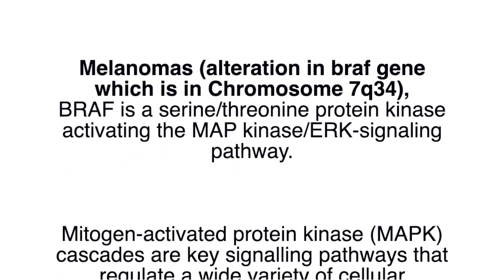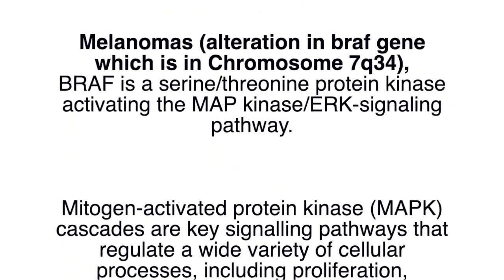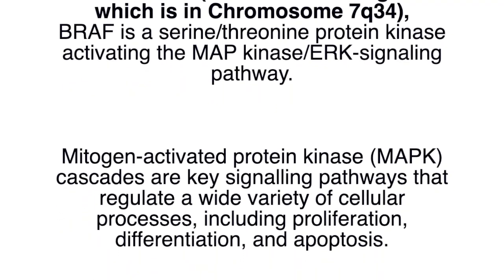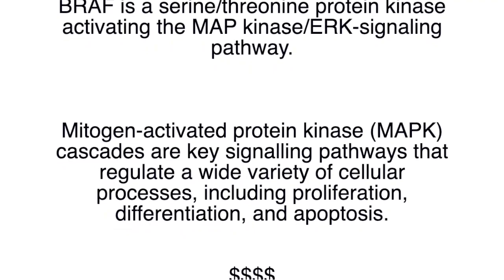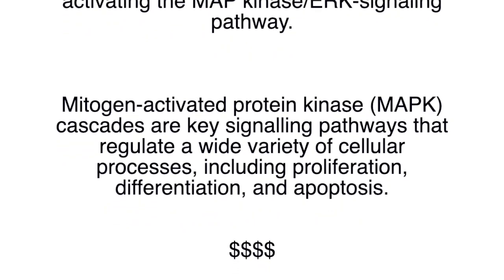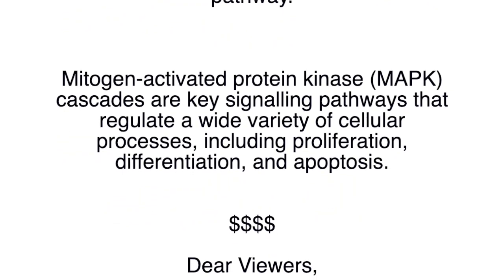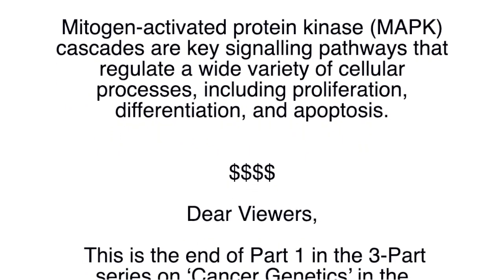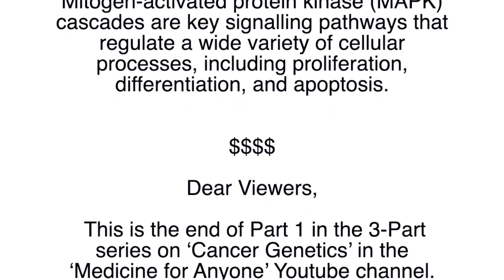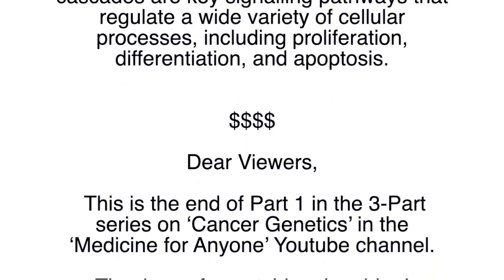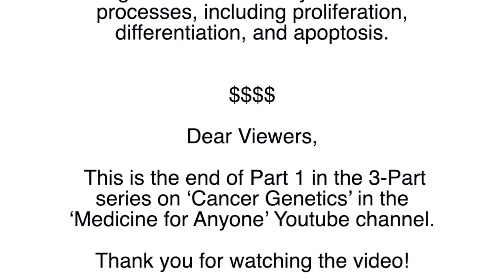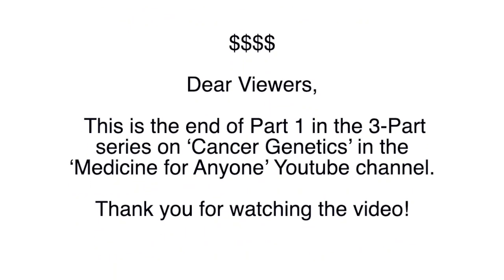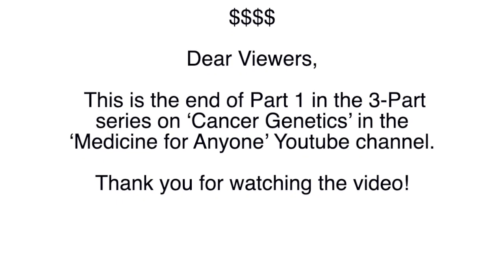Melanomas, alteration in BRAF gene, which is in chromosome 7q34. BRAF is a serine threonine protein kinase activating the MAP kinase ERK signaling pathway. Mitogen activated protein kinase MAPK cascades are key signaling pathways that regulate a wide variety of cellular processes, including proliferation, differentiation, and apoptosis.